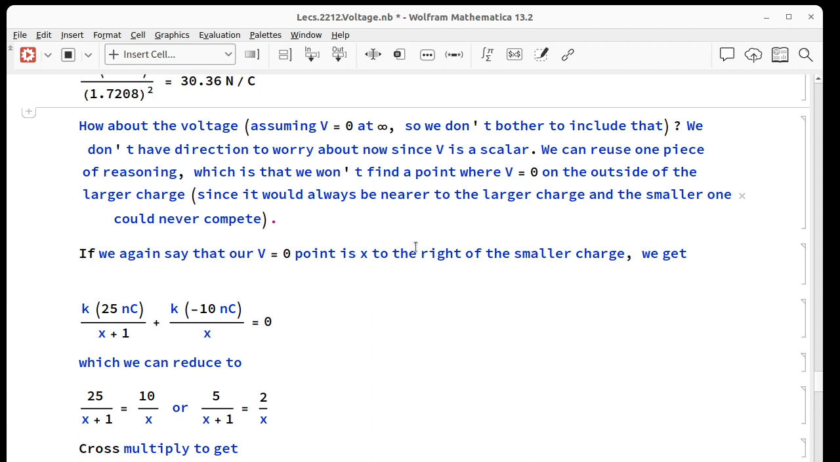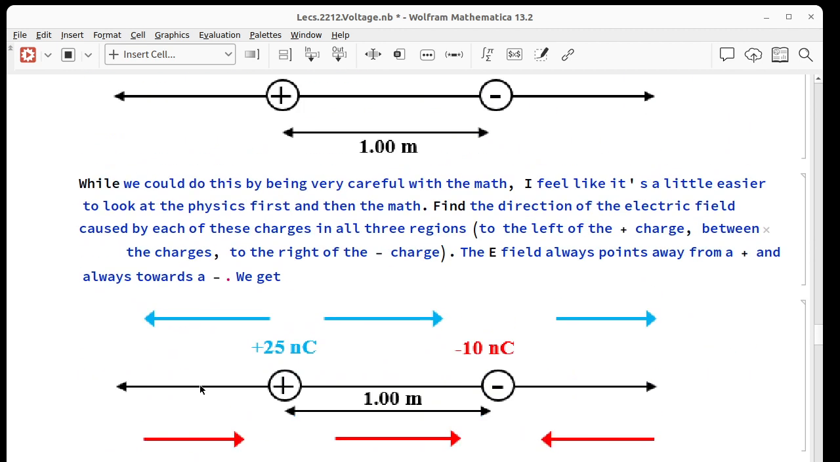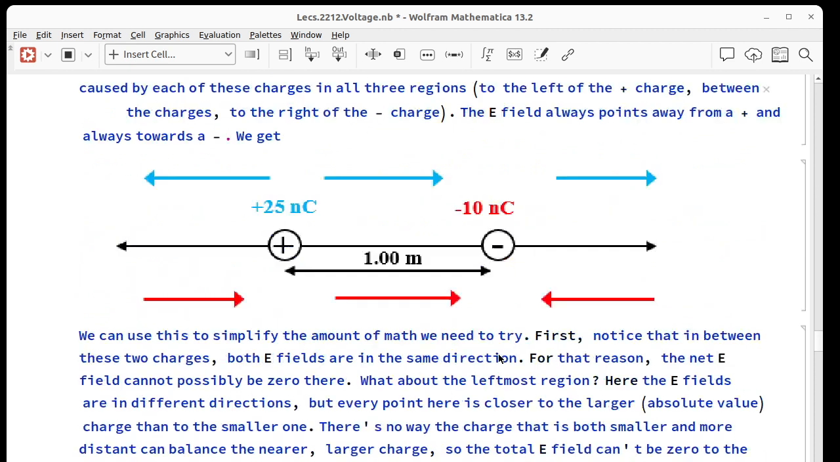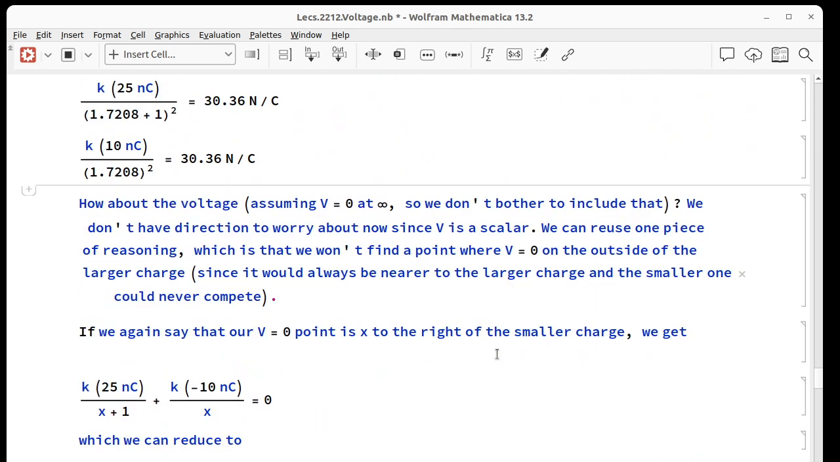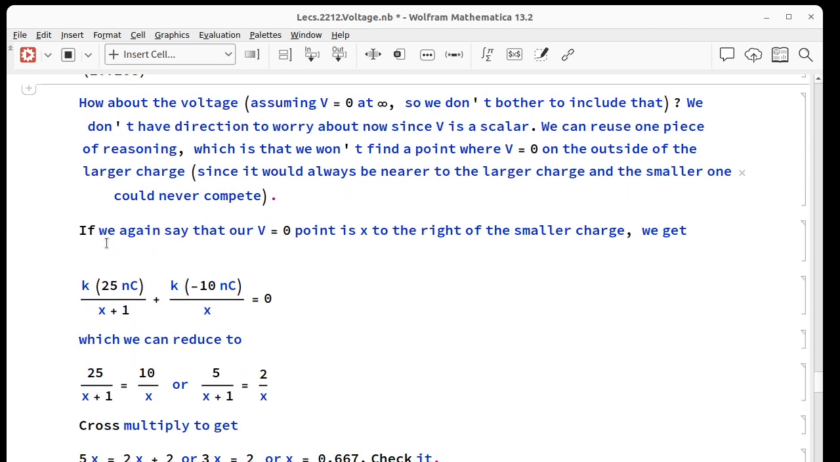And we can reuse one piece of reasoning, which says we won't find a point where V equals zero over here because, again, we're always closer to the larger charge. This will never be able to match it. So the only possibilities are in between the two charges and on the outside, on the right side of the smaller charge. Let's look for that one first.